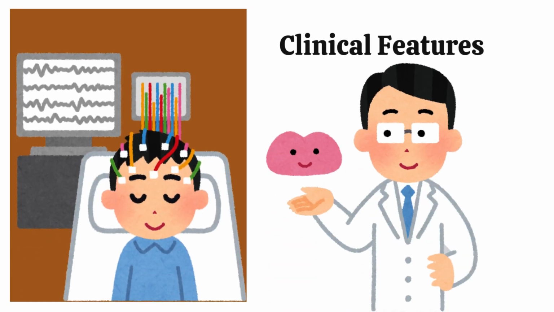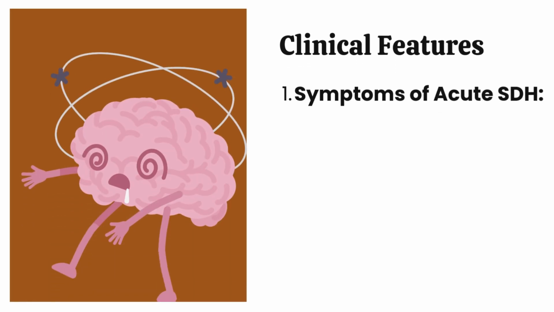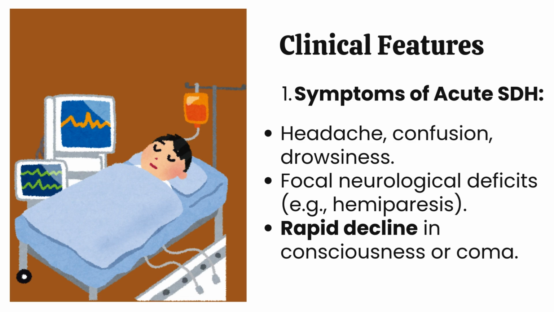Clinical features of subdural hemorrhage. They are different for acute and chronic types. Symptoms of acute SDH include headache, confusion, drowsiness, focal neurological deficits, rapid decline in consciousness or coma.